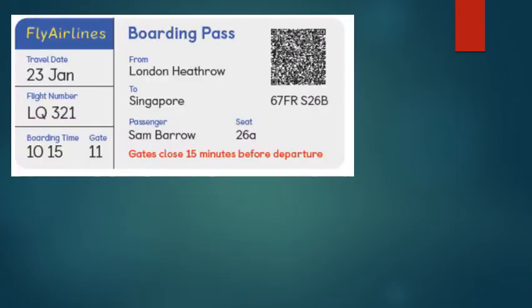Let's have a look at this boarding pass. The boarding pass, again, this is for Fly Airlines up here, something that you get in an airport. It's giving you the travel date and the flight number. We're looking down here at this time, and it's telling us that the time is 10:15 or 15 minutes past 10. If I was to write it in the 24-hour clock, what would that look like? Pause and write it down, please.